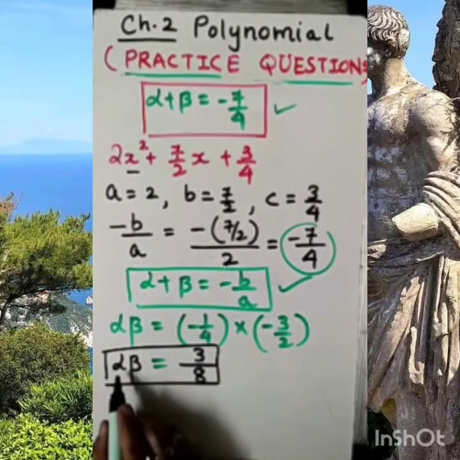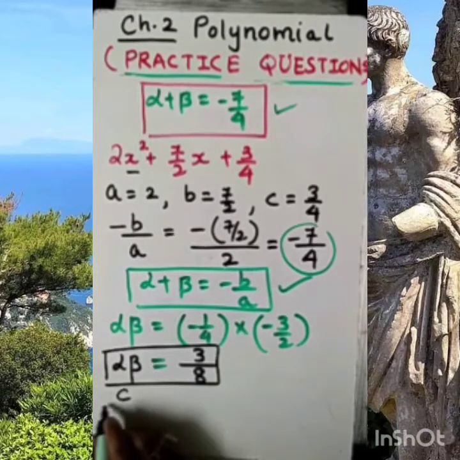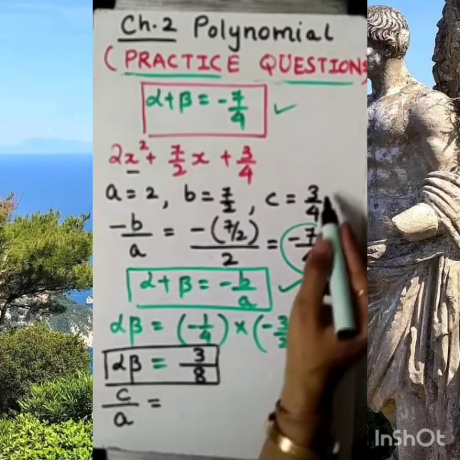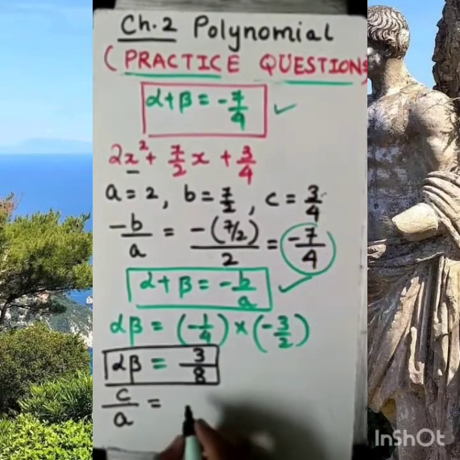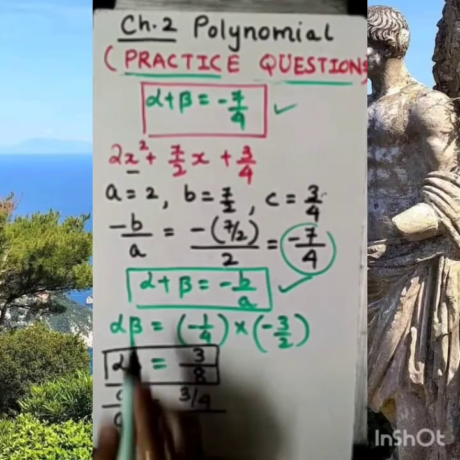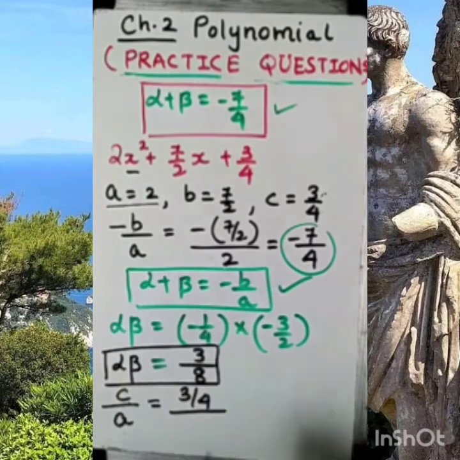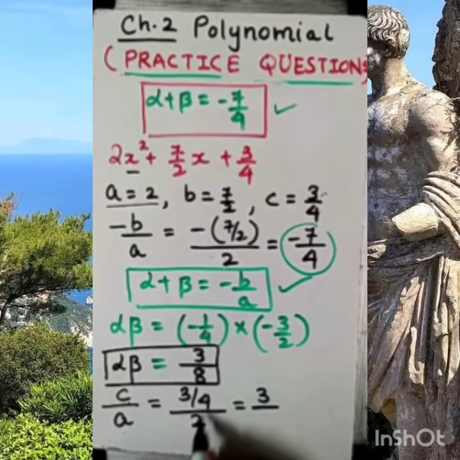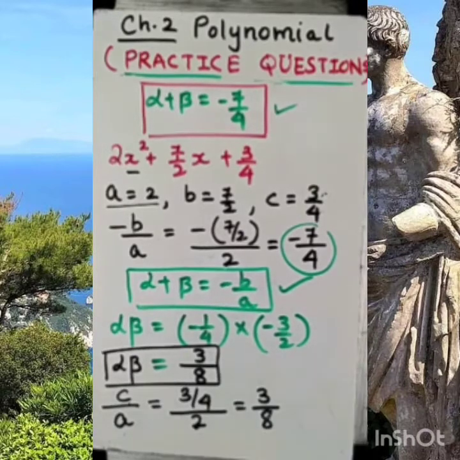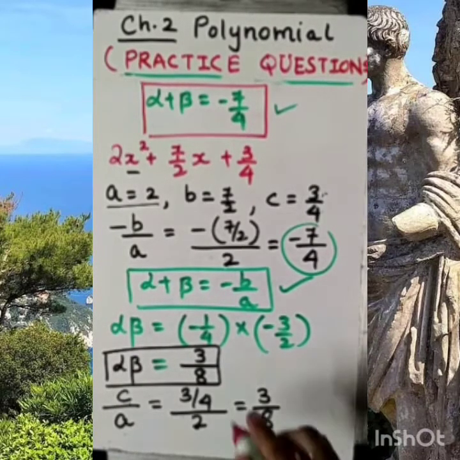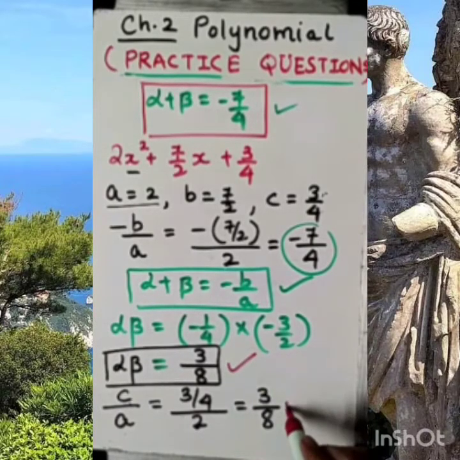But as we know, the product of two zeros is c by a. And what is c? c is the constant term, that is already 3 by 4. So let me put its value here. What is a? a is the coefficient of x squared, that is 2. So I am mentioning it here as 2. So dear student, 4 twos are 8. So in both cases the answer is coming similar. Here also 3 by 8, 3 by 8.